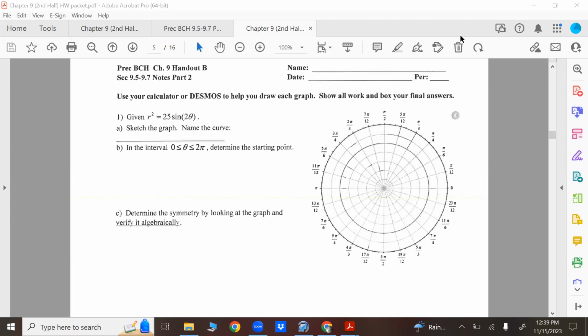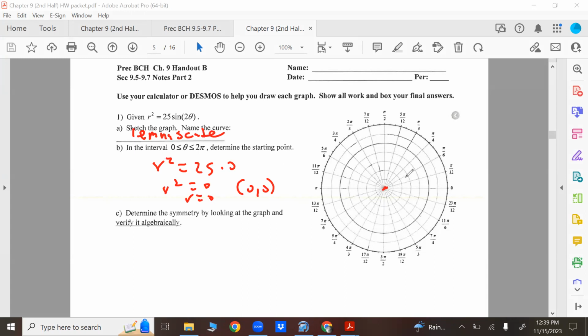So when you see something like this here, r squared equals 25 sine 2 theta, that's going to be what we call a lemniscate. That's the term we use to describe this graph. And it's kind of like a dumbbell in a way. On an interval from 0 to 2 pi, the starting point: obviously if you plug in 0, r squared will be 25 times 0. So r squared is 0, r is 0. So your starting point is 0, 0 right at the pole.